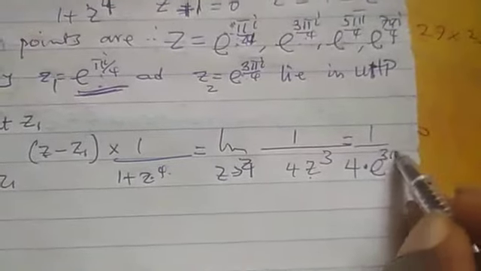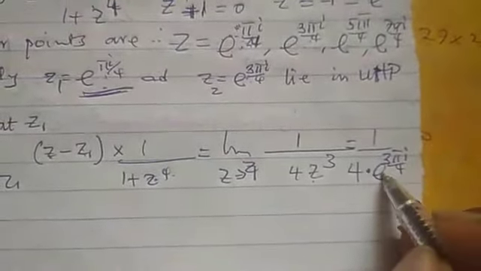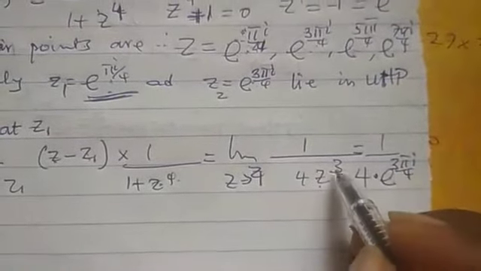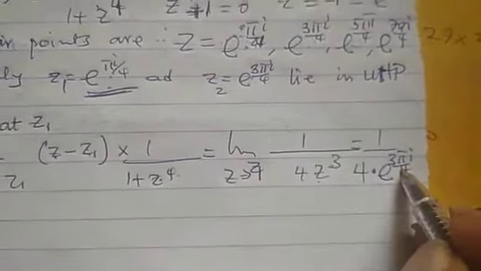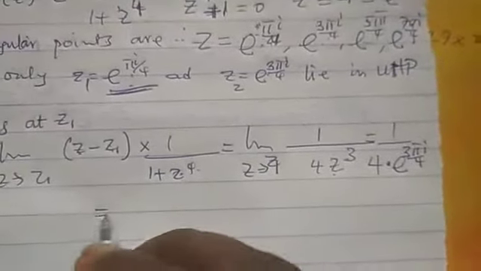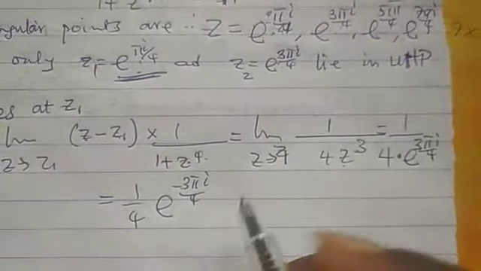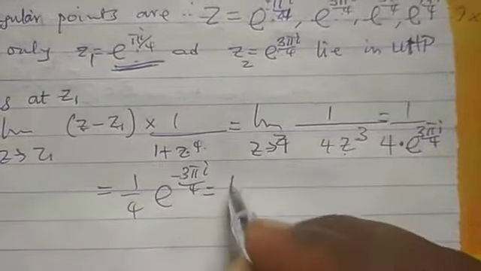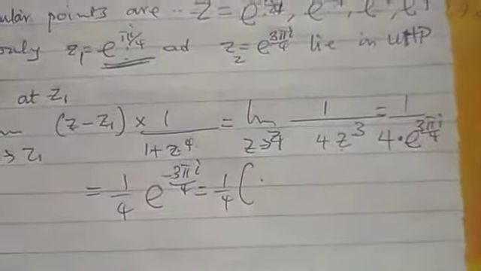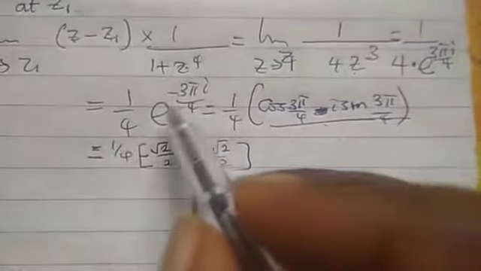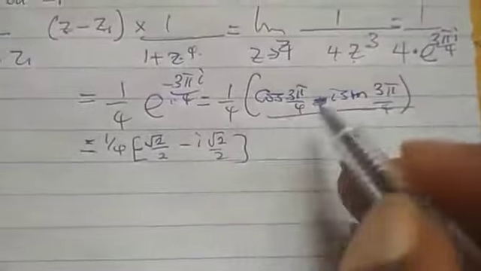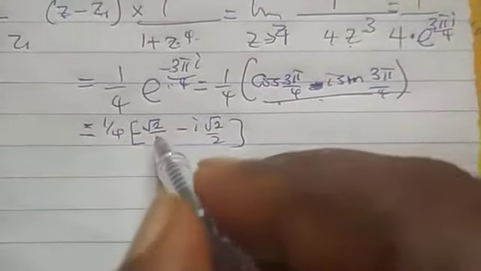This is our z1. I'll put it there. Z cube will now be 3 pi i over 4. Normally z is exponential pi i over 4, but because of this 3, it will be equal to this, which I can simply write as 1 over 4 exponential minus 3 pi i over 4. Now, what does this one mean? It means it is cos this minus i sine this. And from our calculator, we get cos 3 pi over 4 to be this, and sine 3 pi over 4 to be that.